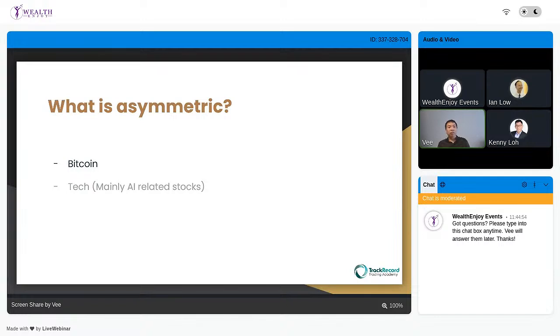So right now, clear asymmetric outcomes that can be had in the market is like Bitcoin. Even now, yes, I think although people think 100,000 is far away from the downside, but still you don't know where it's going to be in 5 years' time. And also tech stocks, mainly AI related tech stocks, right?